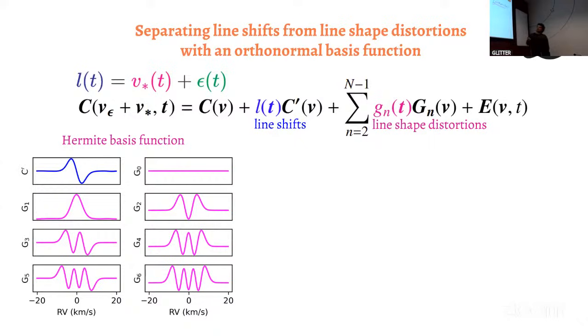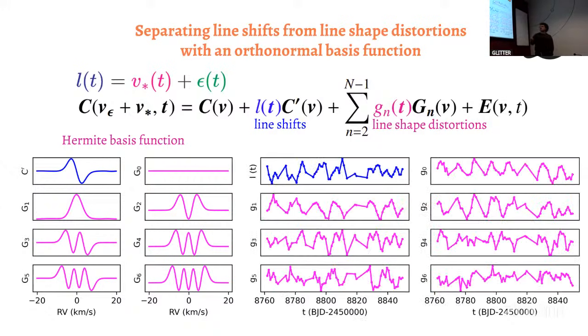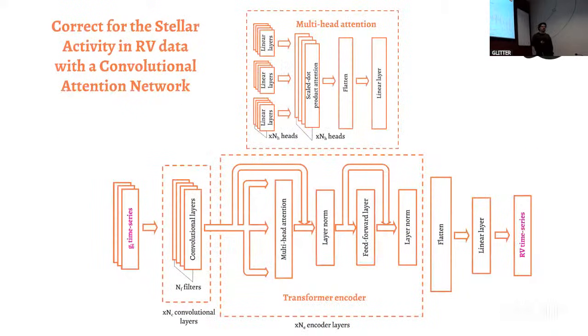By using this Hermite basis function and projecting our observations onto it, we get a set of line shape distortion coefficient time series that measure depth changes of the CCF, width changes, or in general, asymmetry shape changes in the CCF. This information can be used to try to break the degeneracy between this effect from stellar activity and the apparent line shift that stellar activity induces. So in order to break this degeneracy, we will study the statistical and physical properties of how these width and asymmetry changes relate to the contribution to the radial velocity using a neural network.